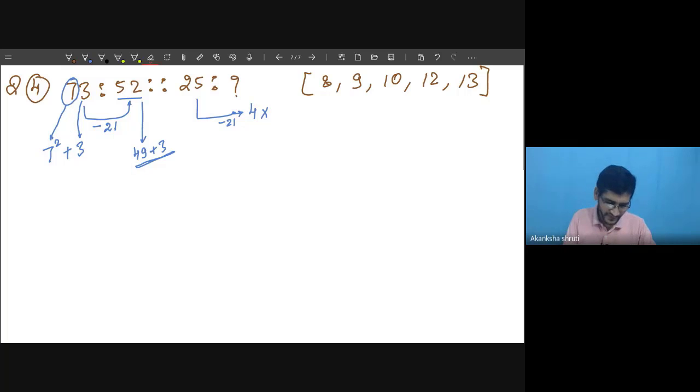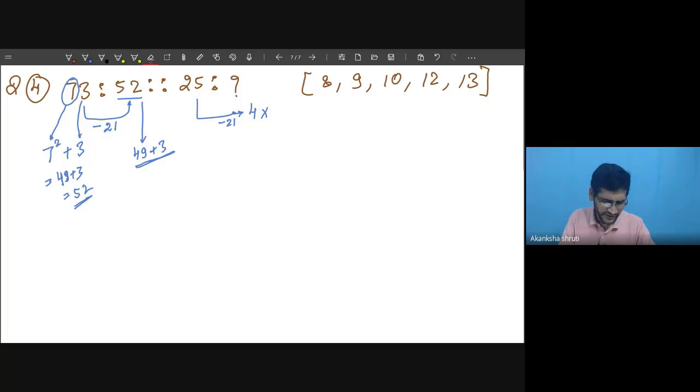Okay? This is the relation. So this is going to give us 49 plus 3. It is giving us the 52. Whether the same relation is followed anywhere in the options, that will be the answer.